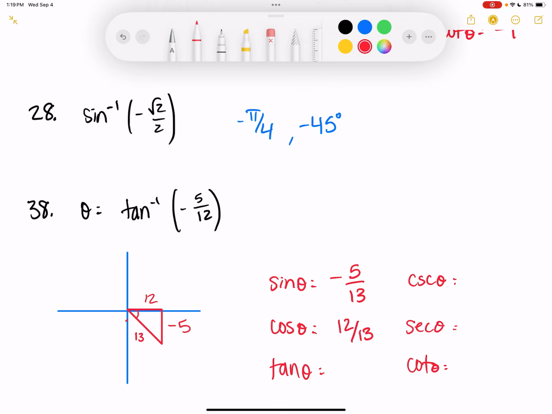I'm ready for the other one. I had it in my head. It's negative 5 over 12. You want to go ahead and tell us cotangent while you're at it? It's negative 12 over 5. Secant. 13 over 12. Cosecant. Negative 13 over 5.